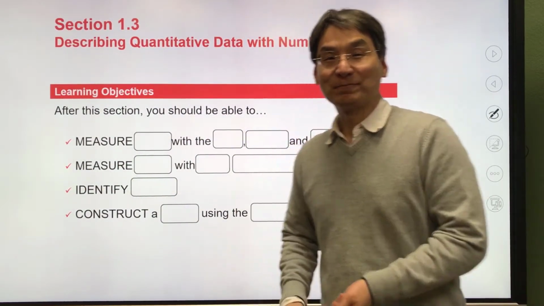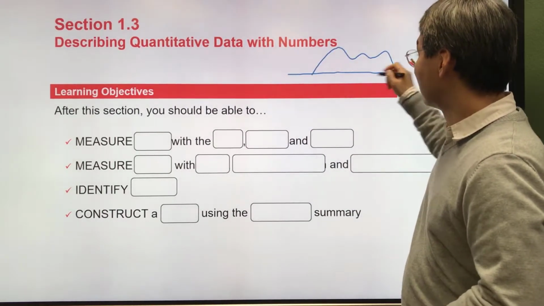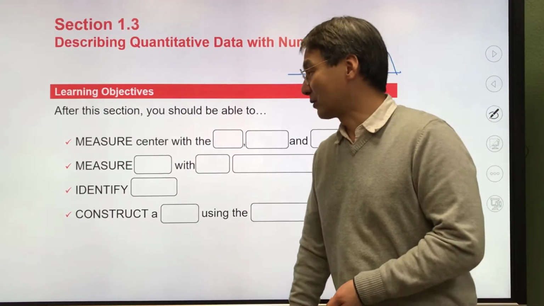Today we have chapter 1, section 1.3. What do we learn today? When a distribution function is given, we need to describe it in the AP test. So we need to show the center.